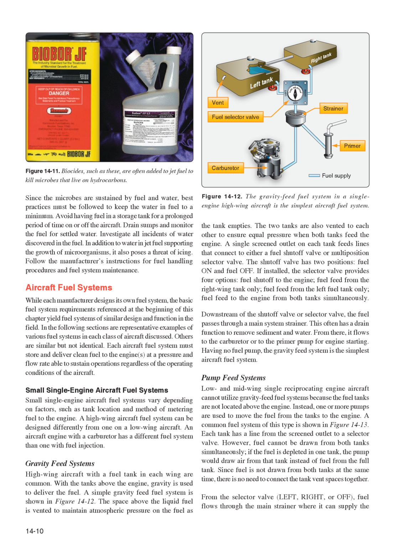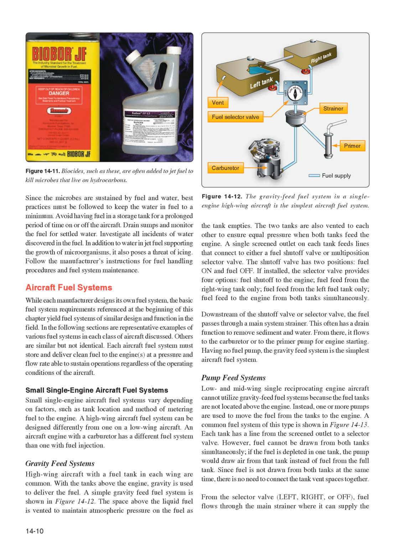A single screened outlet on each tank feeds lines that connect to either a fuel shutoff valve or multi-position selector valve. The shutoff valve has two positions, fuel on and fuel off. If installed, the selector valve provides four options: fuel shutoff to the engine, fuel feed from the right wing tank only, fuel feed from the left fuel tank only, fuel feed to the engine from both tanks simultaneously.